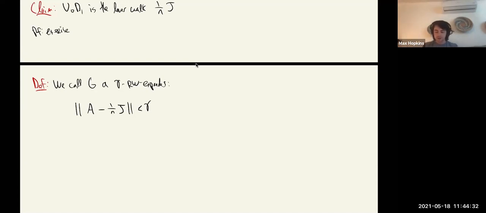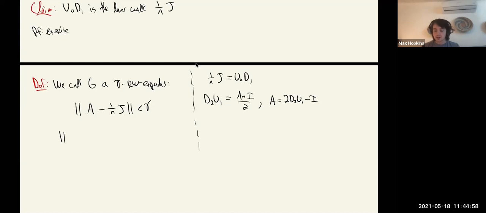Okay, so how do I rewrite this in terms of the operators? Let me do this quickly. We know that 1 over nJ is equal to the lower walk, so this is equal to U0 D1. And we showed earlier, or at least I claimed, that D2 U1 is equal to the lazy version of the adjacency matrix. So in other words, we can write A equals 2 D2 U1 minus the identity. So an equivalent statement in terms of the averaging operators is: 2 times the upper walk, minus its lazy part, minus the identity, minus the lower walk, or rather, this term is spectrally similar to this term.